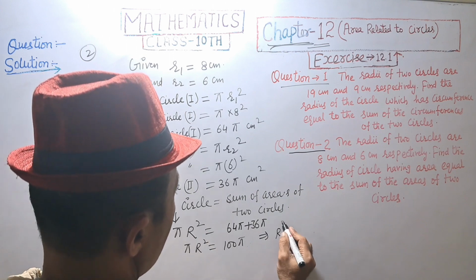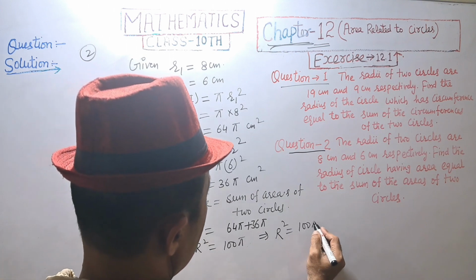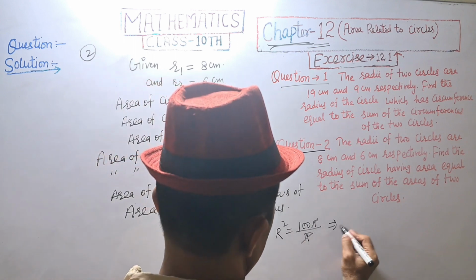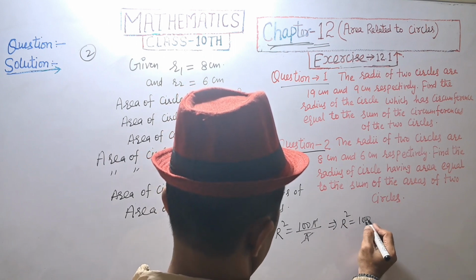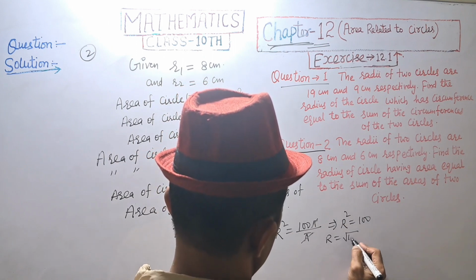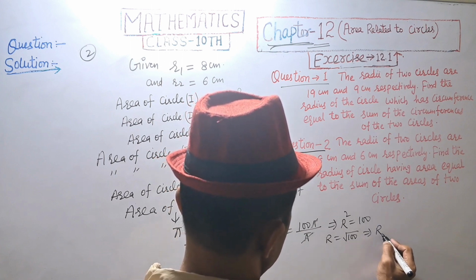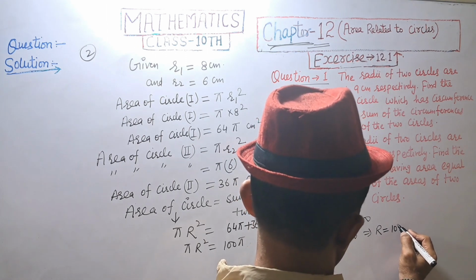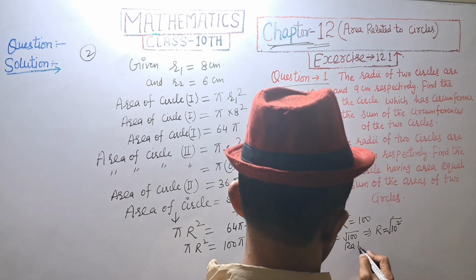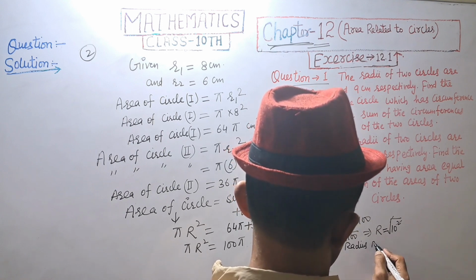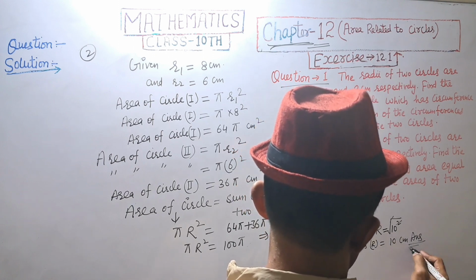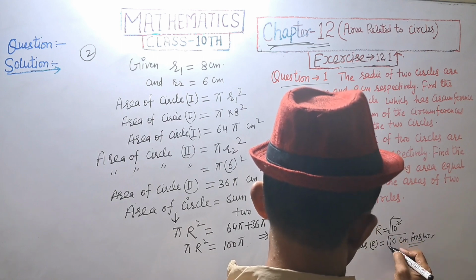This implies r square is equal to 100 pi upon pi. Pi is cancelled and r square is equal to 100. R is equal to under root of 100. This implies radius r is equal to 10, since 10 square is 100. Radius r is equal to 10 centimeter. Answer.